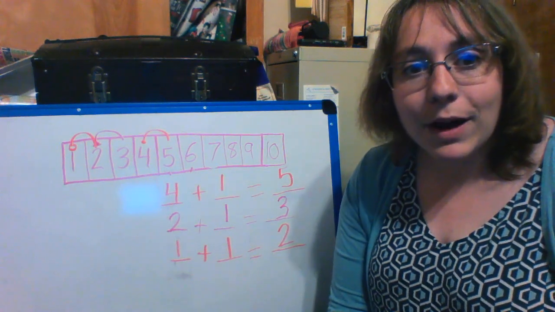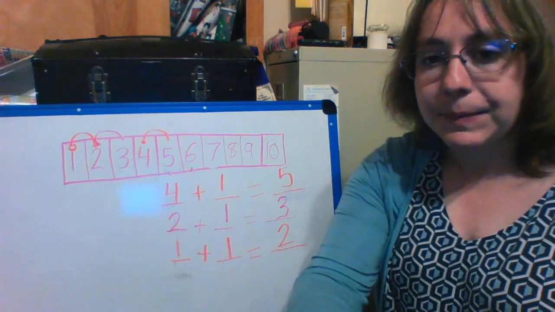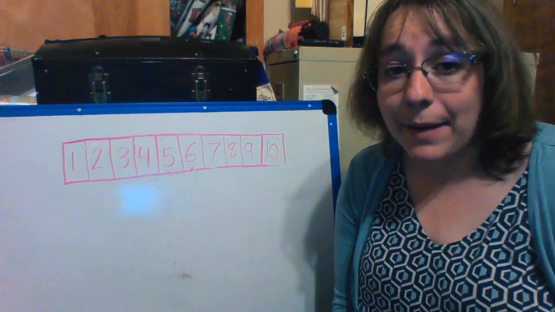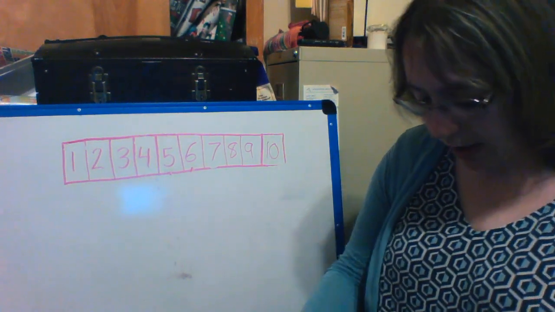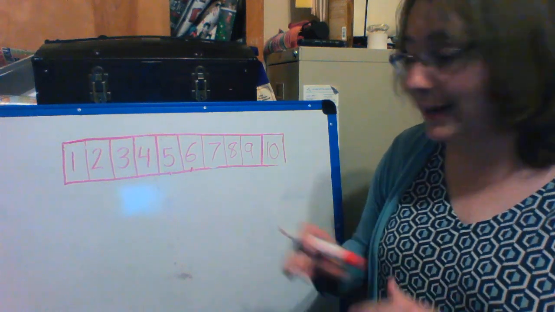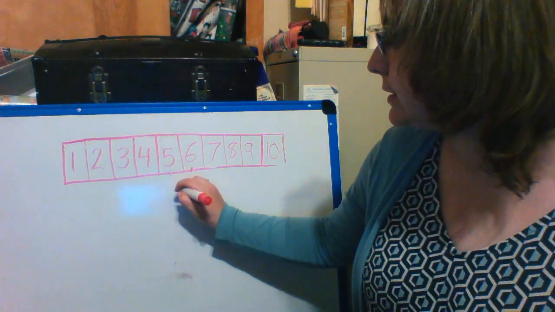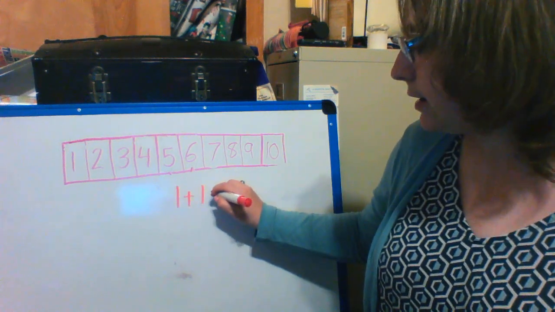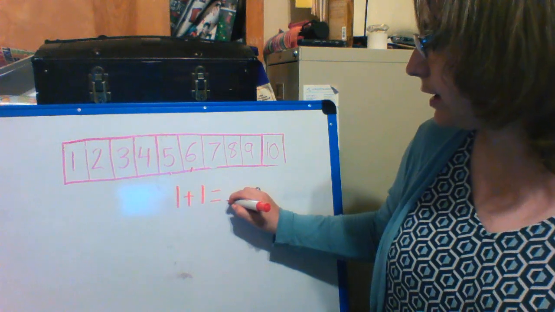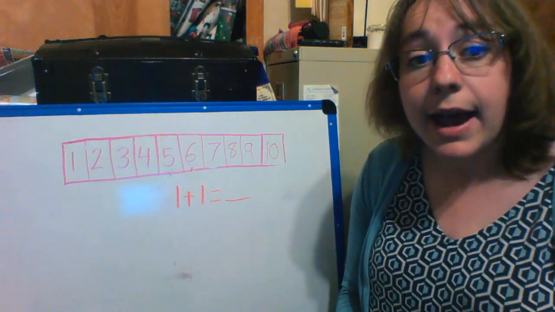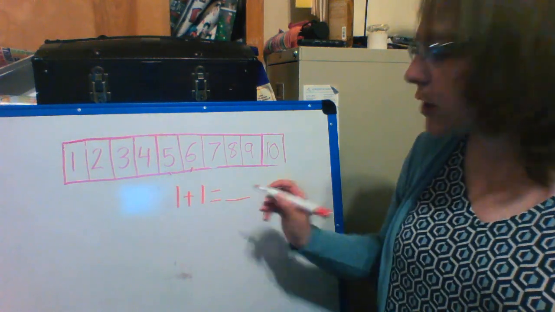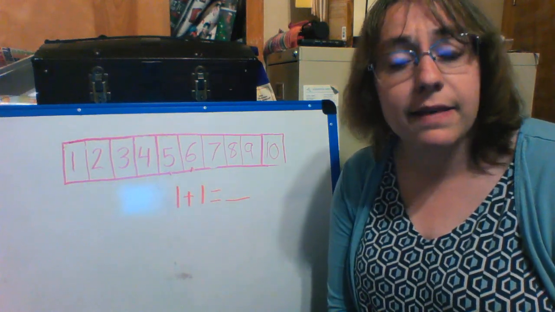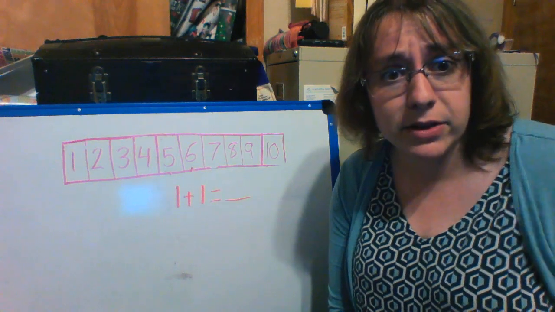Okay, we're going to do one last thing. Let me show you what we're going to do. Okay, so what I'm going to do for this one is I am going to write a number sentence. So I'm going to write 1 plus 1 equals blank. Okay, now after my number sentence, I'm going to draw 1 the 5 group way. So if I'm drawing something the 5 group way, how many are allowed to go on top?